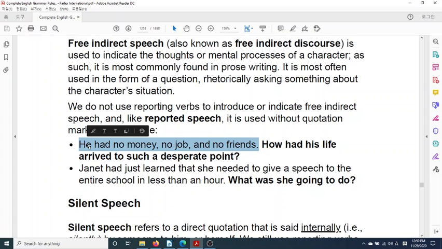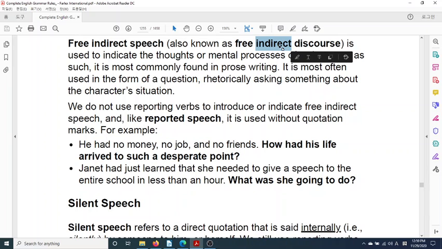So technically it's quoting something. It's quoting what this character is thinking, but the character never said it, right? It's their internal thoughts, right? It is their free indirect discourse. It's indirect because you're not talking to someone and you're not quoting someone directly, right? And technically it's speech because it's something being said, but it's something being said internally in their mind.